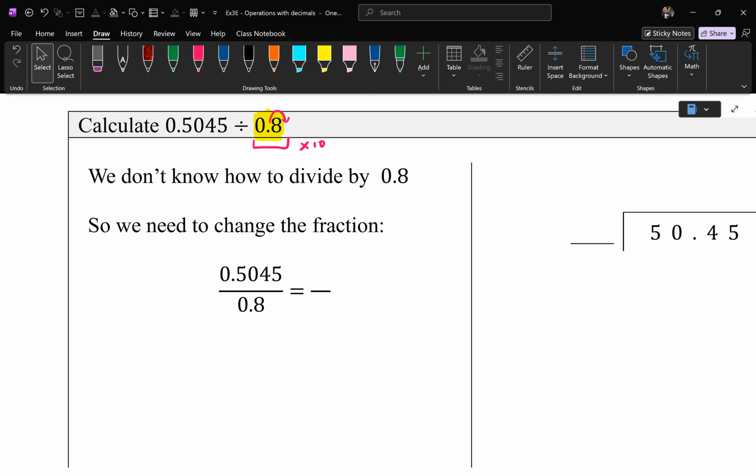Now, if I write it as a fraction, what they just told me, that if I times 10 to 0.8, it should give me 8 on the bottom. But remember with fractions, whatever you do to the bottom, you have to do to the top. The reason why is you've got to keep the fraction the same. It's like a half, 2/4, 3/6. If you don't times the top, it's not going to be the same fraction anymore. So if you times the bottom by 10, you have to times the top by 10. That changes this now to 5.045.